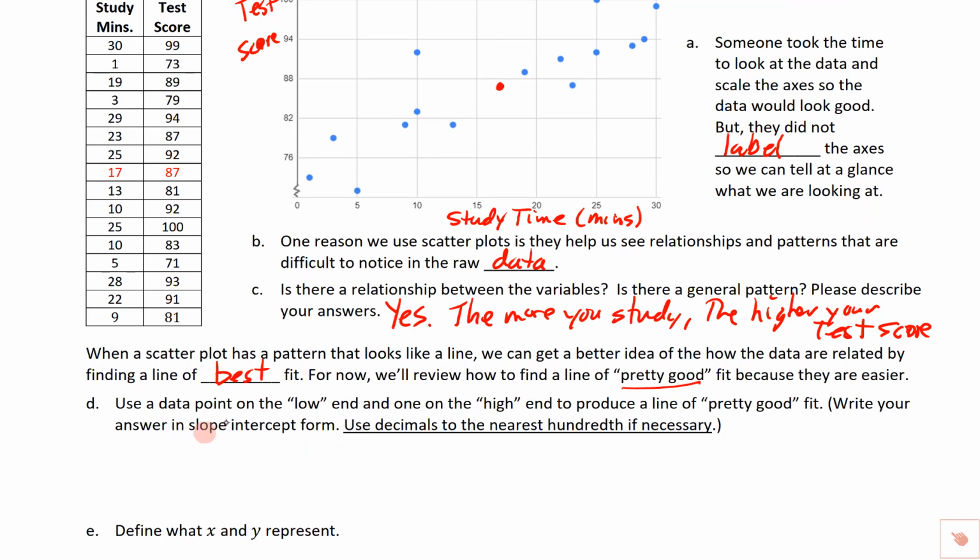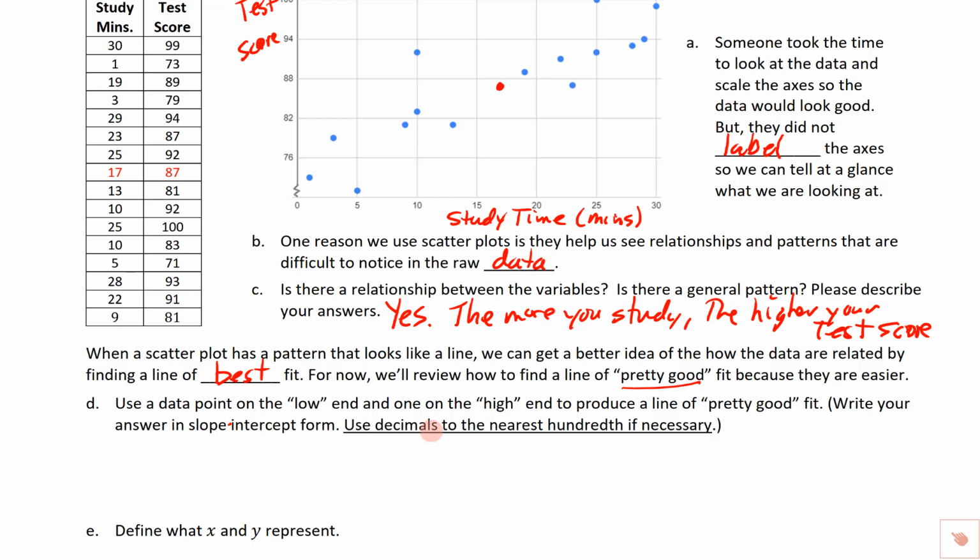So here's what we're going to do. It says use a data point on the low end and one on the high end to produce a line of pretty good fit. It says write your answer in slope-intercept form. Use decimals to the nearest hundredth if necessary. The reason we're going to use decimals here is because this is a real-world story problem, and it's just going to make things a little bit easier to understand.